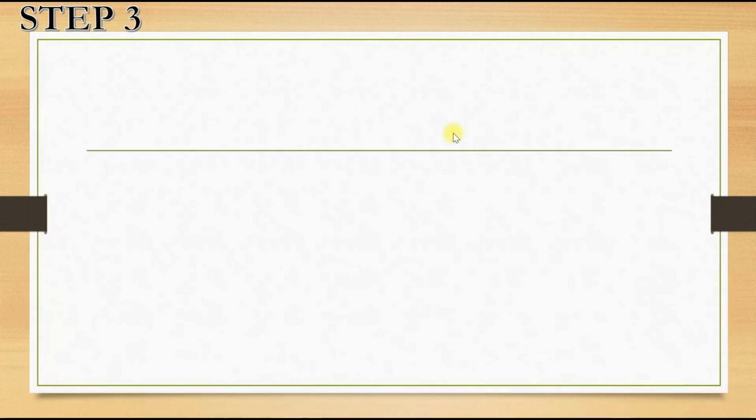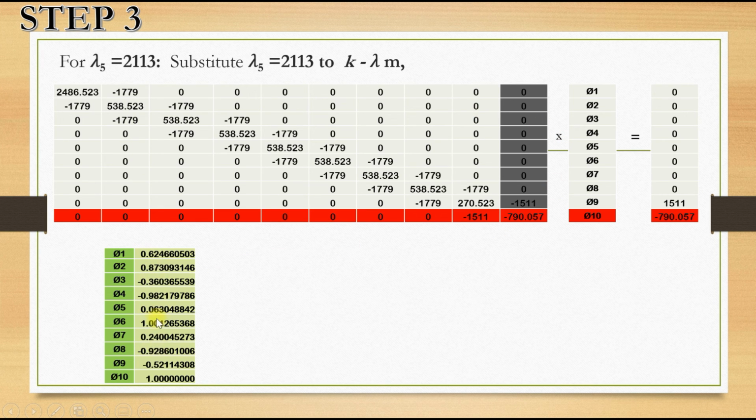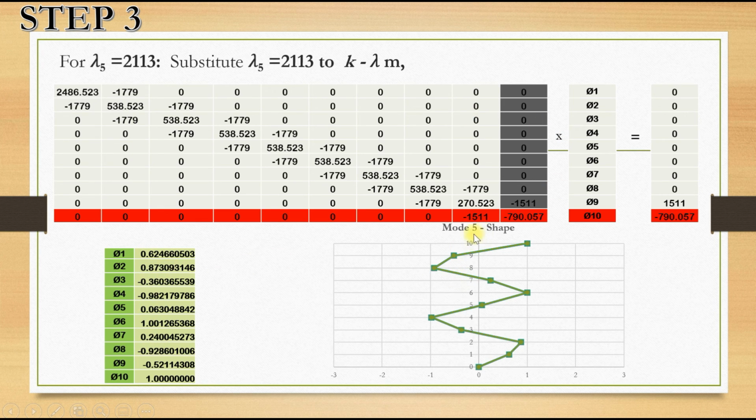Ganun pa rin ang gagamitin natin sa 5. So, ito ang labas. Ito naman yung eigenvectors. At ito yung shape ng mode 5.